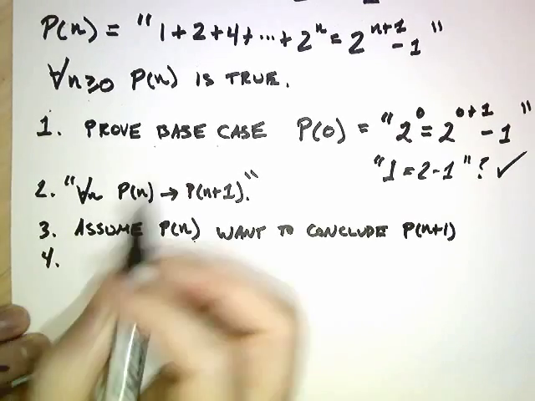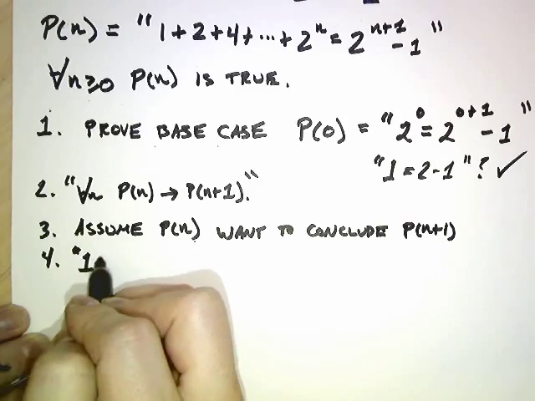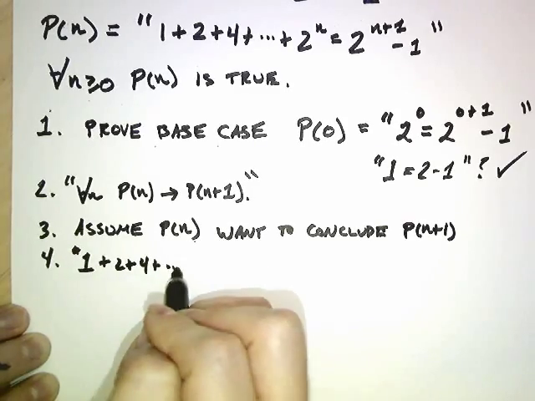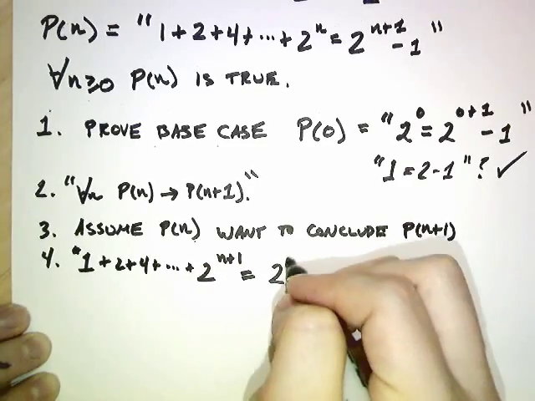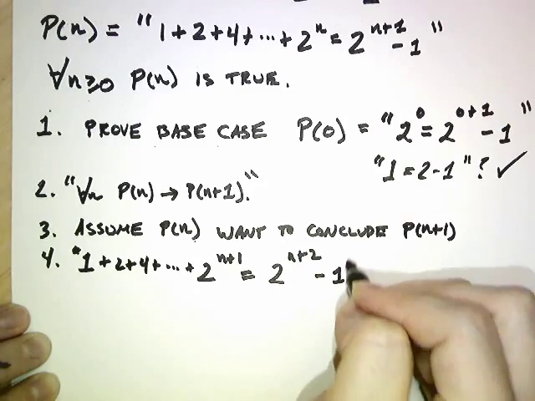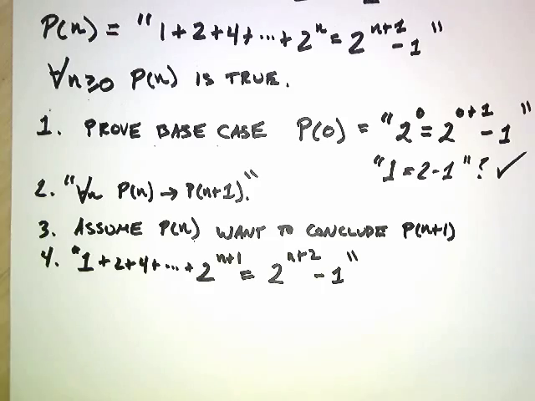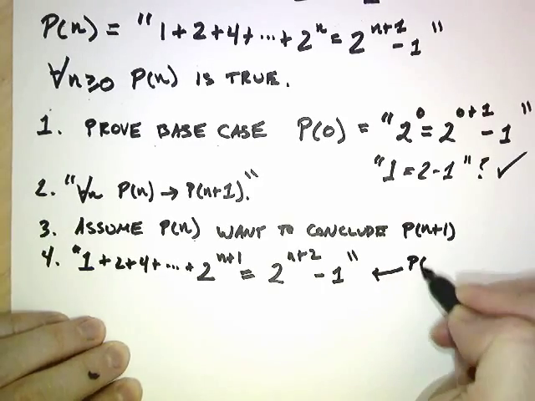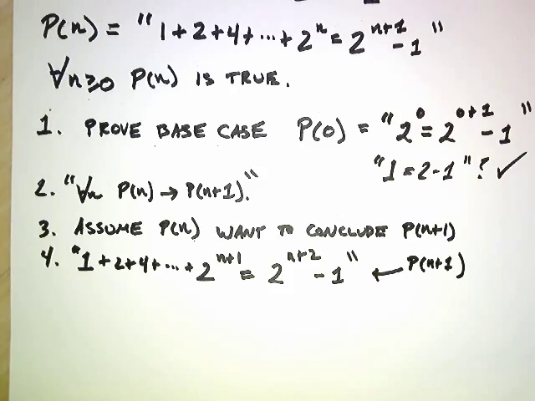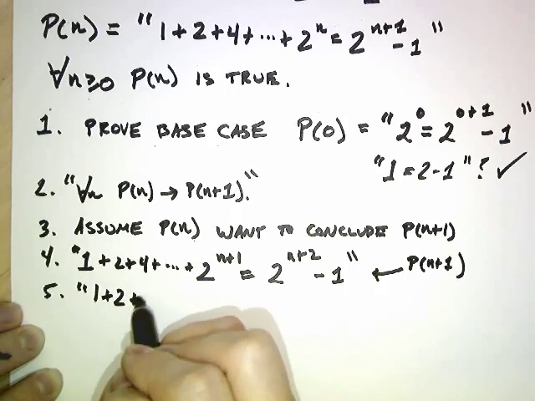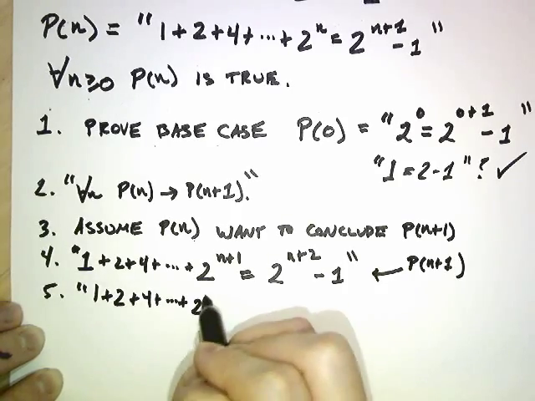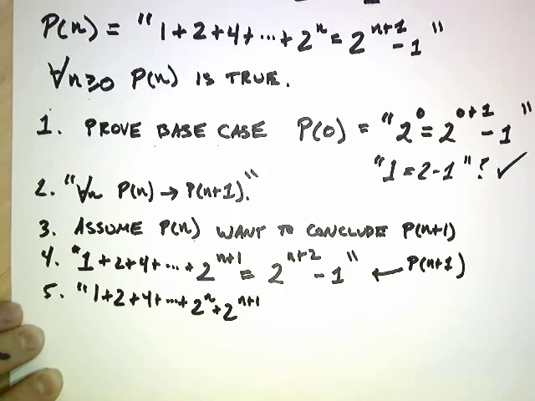So what is P(n+1)? It's 1 + 2 + 4 + ... + 2^(n+1) equals 2^(n+2) - 1. This is what we need to prove. This is P(n+1). So I'm going to rewrite this sum as 1 + 2 + 4 + ... + 2^n + 2^(n+1). Now, I've done nothing here. I've just expanded out the sum a little bit.